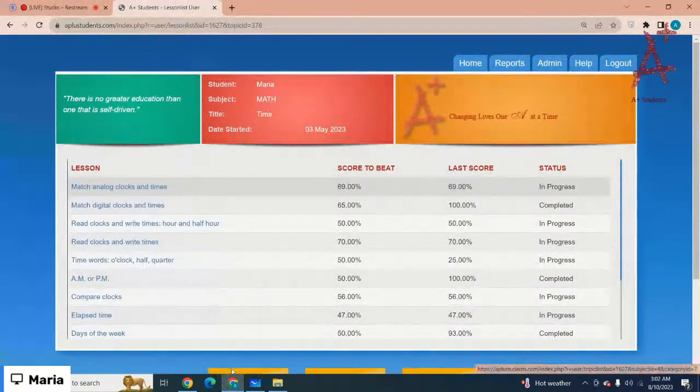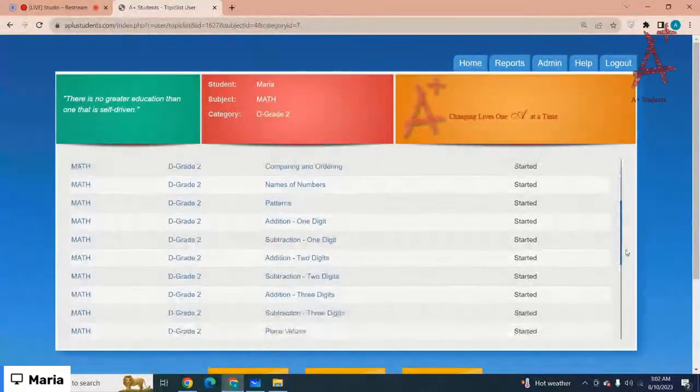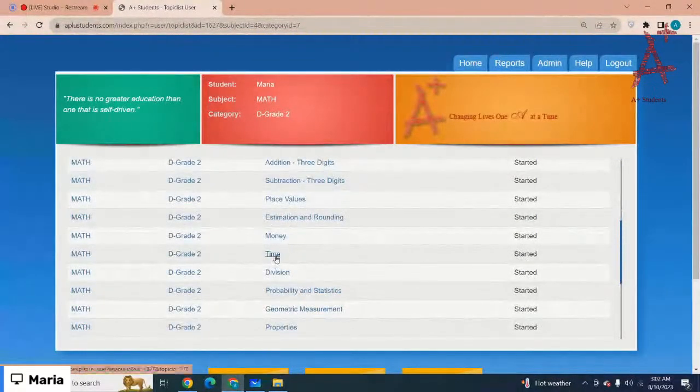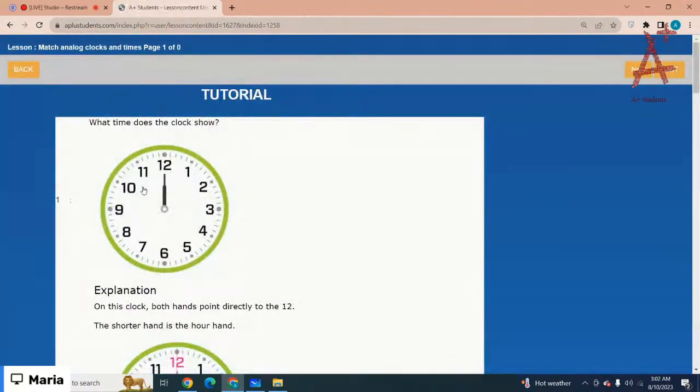Here I am on grade 2 math. We're going to start with the chapter time. Let's scroll down to time. Here it is. Let's start with the first lesson, match analog clocks and time.